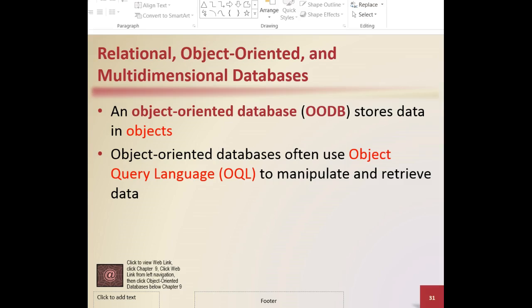Object-oriented databases, however, store data in terms of objects. So relational databases store data in terms of tables, while object-oriented databases store data in terms of objects. Object-oriented databases use the object query language to manipulate and retrieve data.